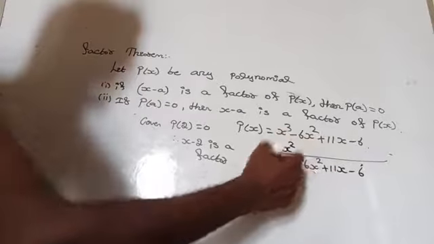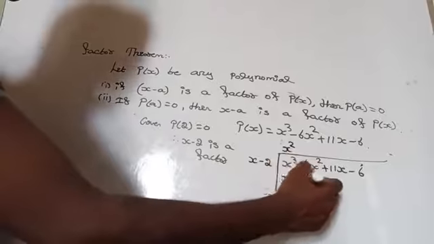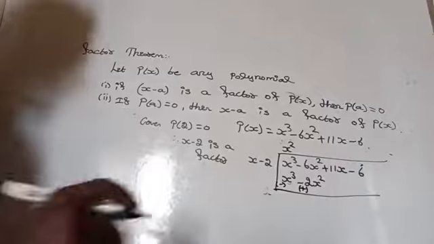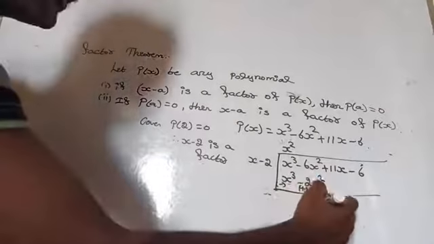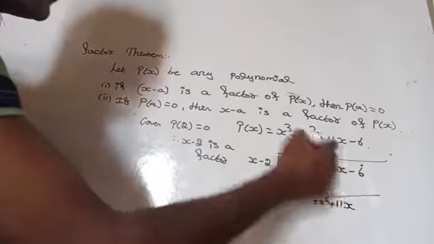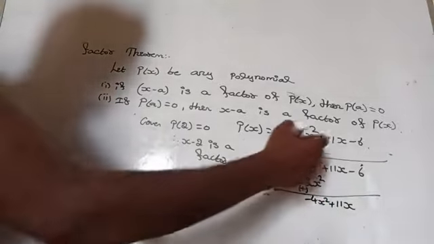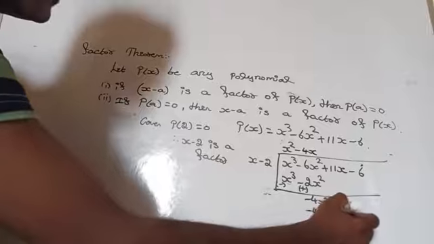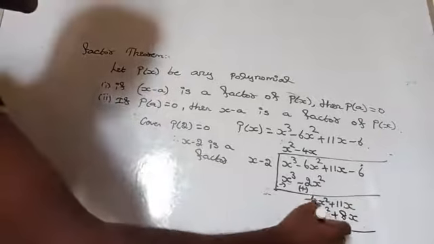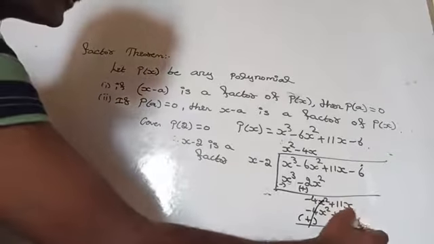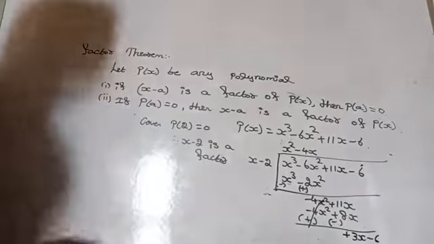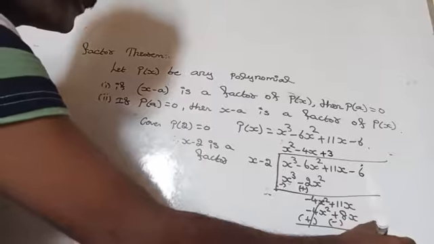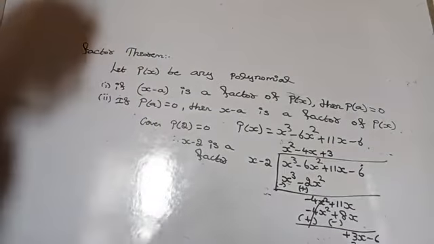That means x square into x is x cube minus 2x square. Now change the sign. Minus 6 plus 2, that means minus 4x square plus 11x. Then again minus 4x square by x, minus 4x. Minus 4x into x minus 2: minus 4x square, minus into minus is plus, 4 twos are 8x. Now change the sign again. 11x minus 8x is plus 3x minus 6. Then 3x by x means plus 3. 3 into x is 3x, 3 into minus 2 is minus 6. Then the answer is what? 0.